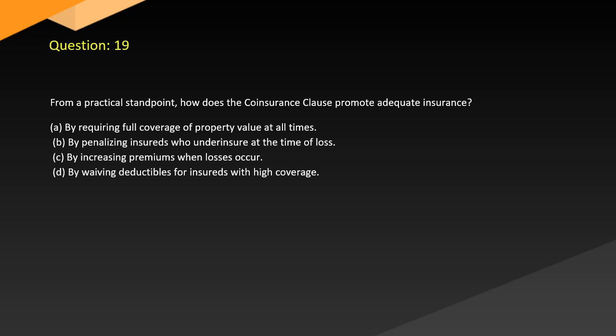Question 19. From a practical standpoint, how does the coinsurance clause promote adequate insurance? A. By requiring full coverage of property value at all times. B. By penalizing insureds who underinsure at the time of loss. C. By increasing premiums when losses occur. D. By waiving deductibles for insureds with high coverage.